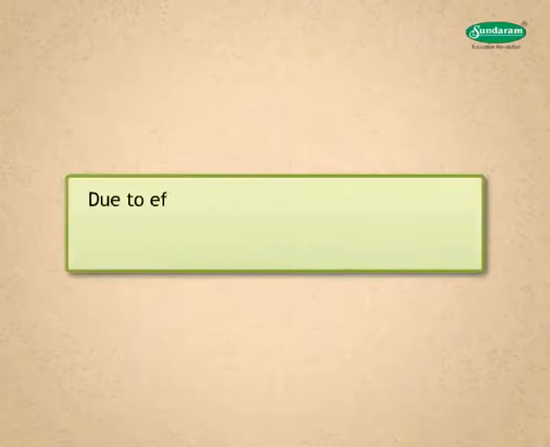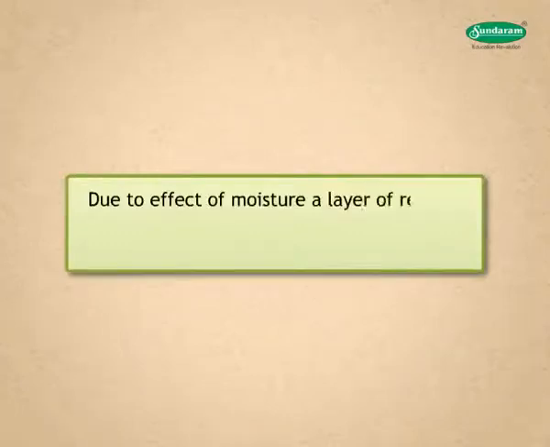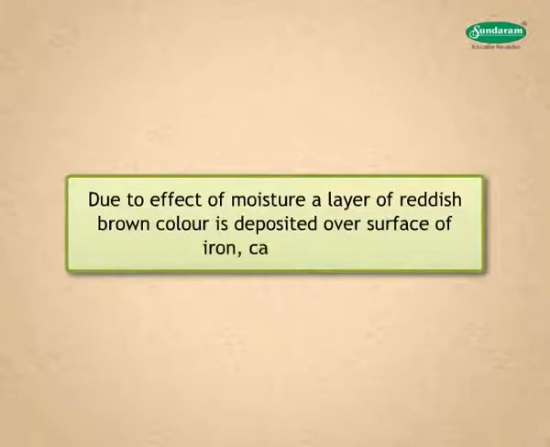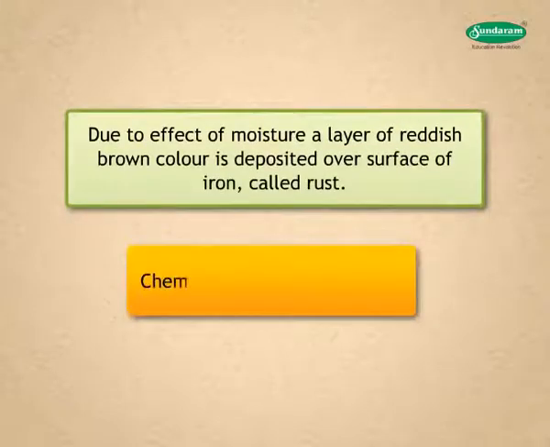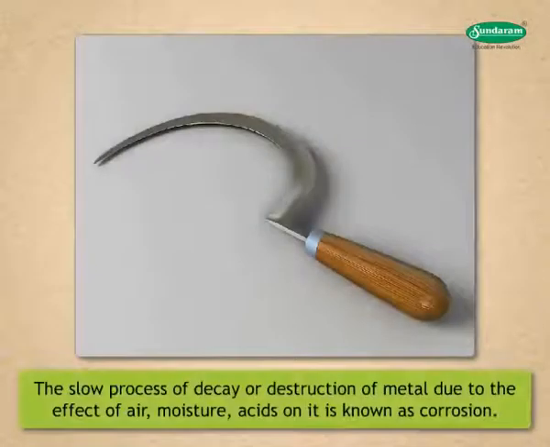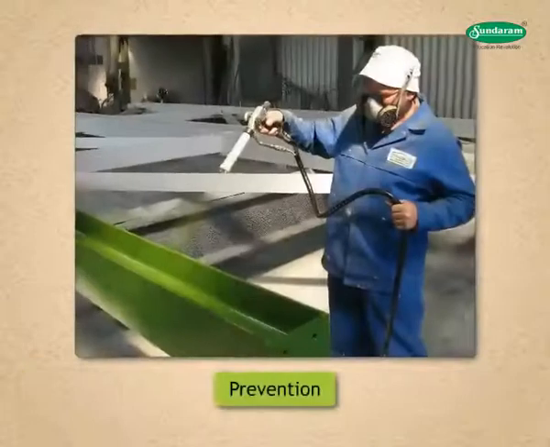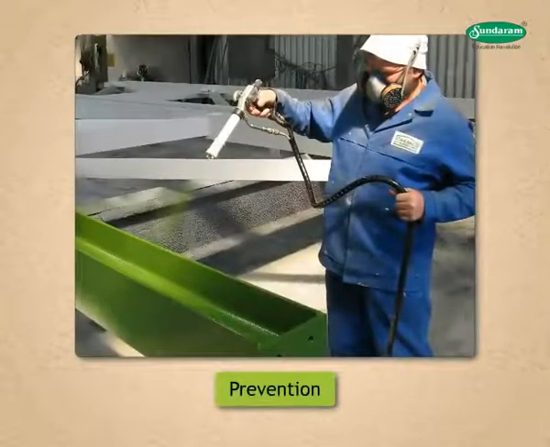Due to the effect of moisture, a layer of reddish-brown color is deposited over the surface of iron, called rust. Its chemical formula is Fe2O3.H2O. The slow process of decay or destruction of metal due to the effect of air, moisture, acids on it is known as corrosion.